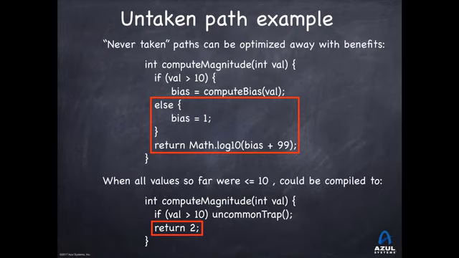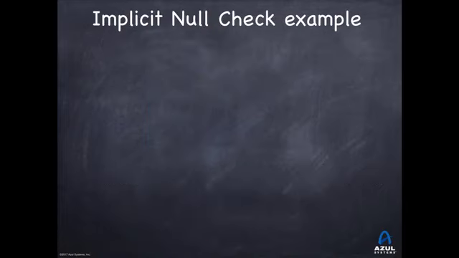This is a speculative optimization. We're optimizing based on what we know so far. But if we get a place where value is greater than 10, we have to then unwind that code. We have to de-optimize. So this is where we see those spikes in our graph where we have to change things because the speculative optimization wasn't correct.